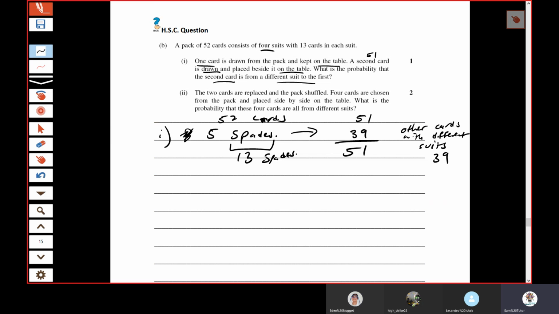Does that make sense? Or what you could have done, if you know you've already taken out 1 of the spades, so there's 12 spades left. 51 take away 12 is also 39. 39 other cards. Does that make sense? See how I played the game? Can you please do that for your questions? You've got to play the game. Sometimes it's just a bit easier to see.